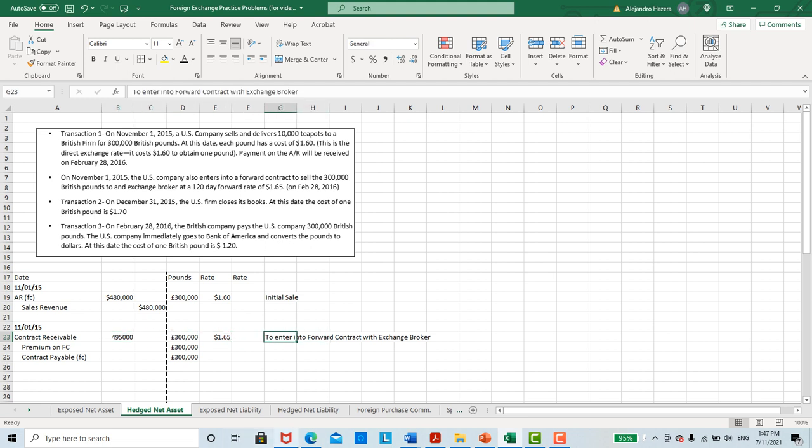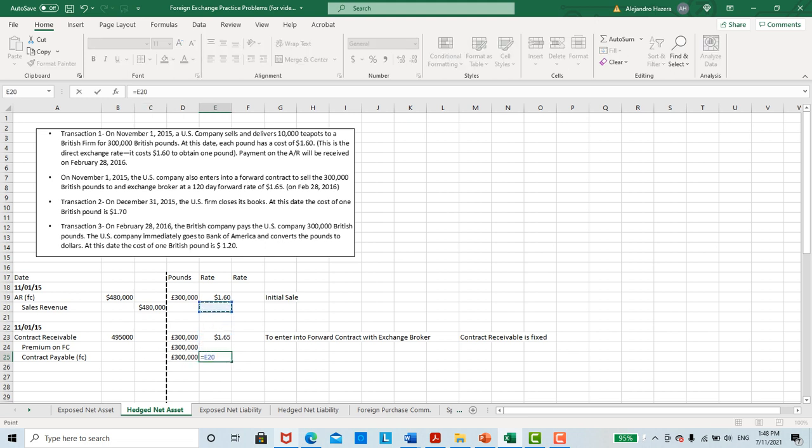And I put here, this contract is fixed. The contract receivable is fixed. And what this means is that when you take the 300,000 British pounds to the exchange broker, when this contract is settled, you're not going to get any more than 165, you're going to get less than 165, but you're guaranteed to get $1.65 for each unit of foreign currency. So that means you can rest at night. There's no risk in the contract, or at least the risk has been minimized.